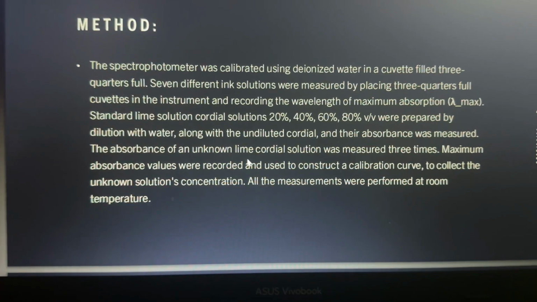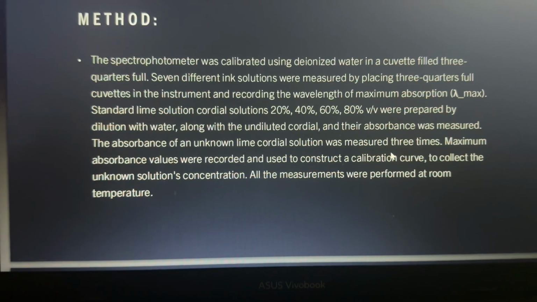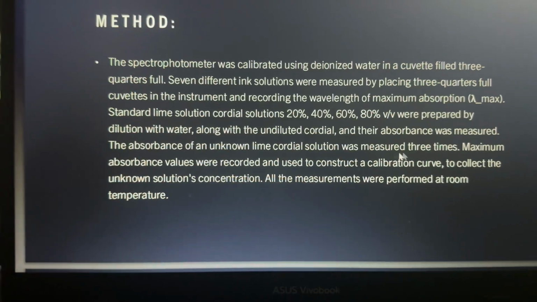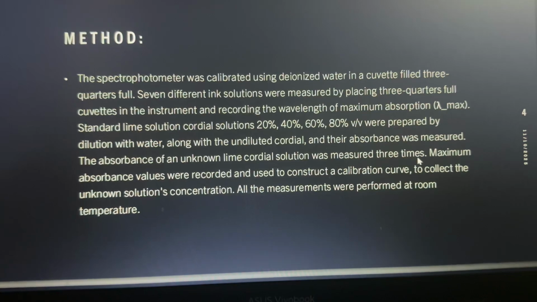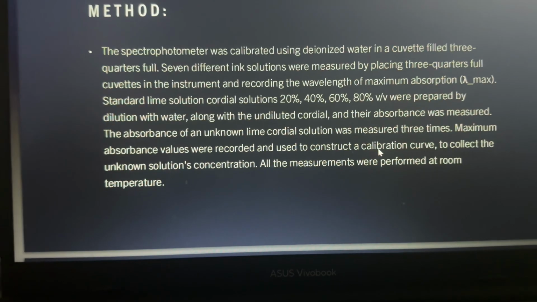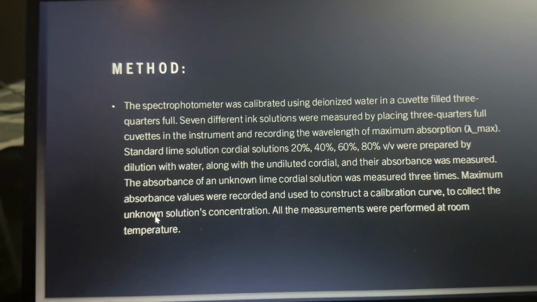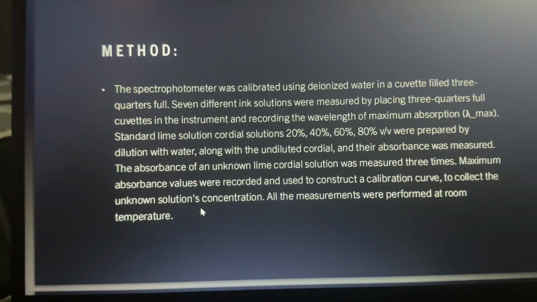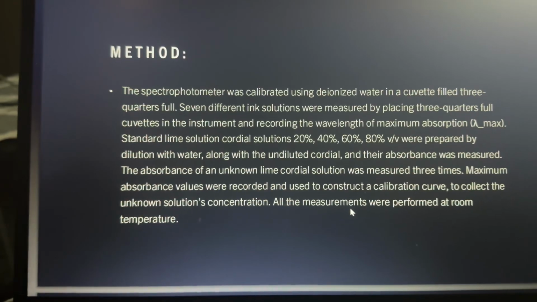The absorbance of the unknown lime cordial was measured 3 times. This actually helps improve the experiment by making it more reliable, because errors are normal to occur. So repetition actually helps give consistent results. Maximum absorbance values were recorded and used to construct a calibration curve. And using a calibration curve, this actually helps us identify an unknown solution's concentration through the line made. And these measurements were all performed at room temperature.